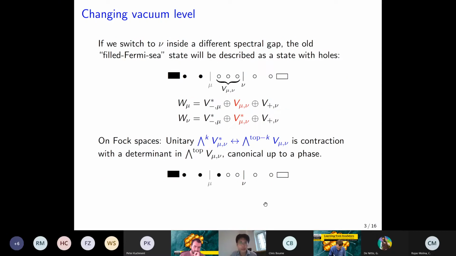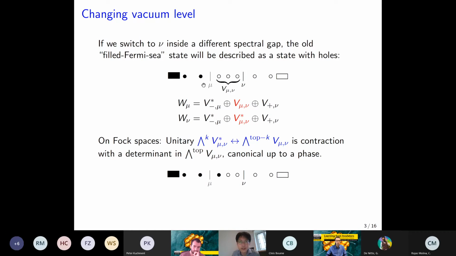Okay, fine. But what happens when you want to change the vacuum level? And in fact, this happens very often. If you change the vacuum level, so you switch to a different level, nu, which lies in a different spectral gap. Okay, so let's say in this picture, mu used to be on the left side here, and then nu is, let's say, 3 states higher up.